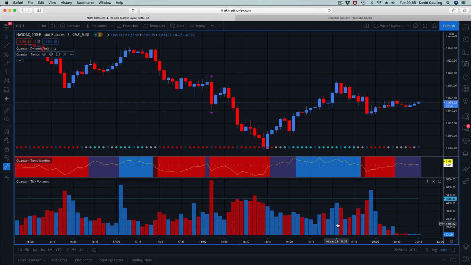And of course, on the bottom here, we've got the tick volume, which we always have on our charts because we use volume in every market we trade, whether we're trading spot forex, futures contracts, or stocks, whatever it is. The volume price analysis methodology applies to everything.